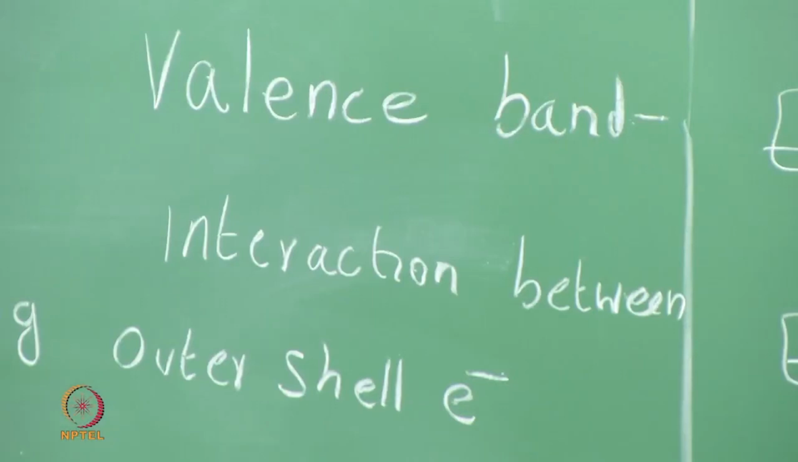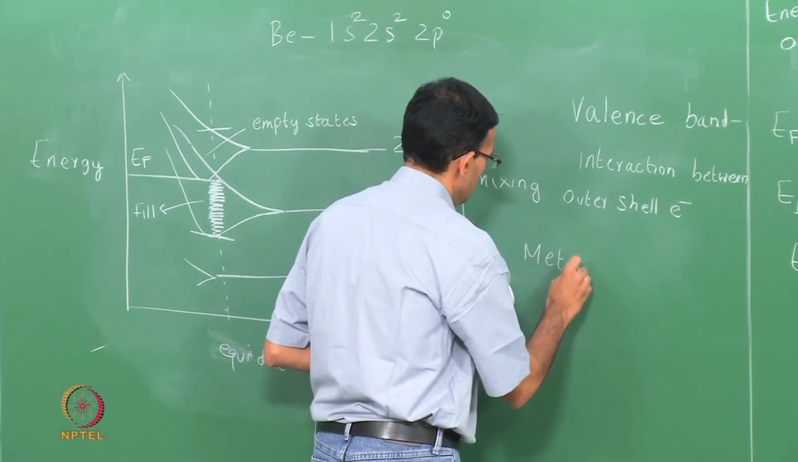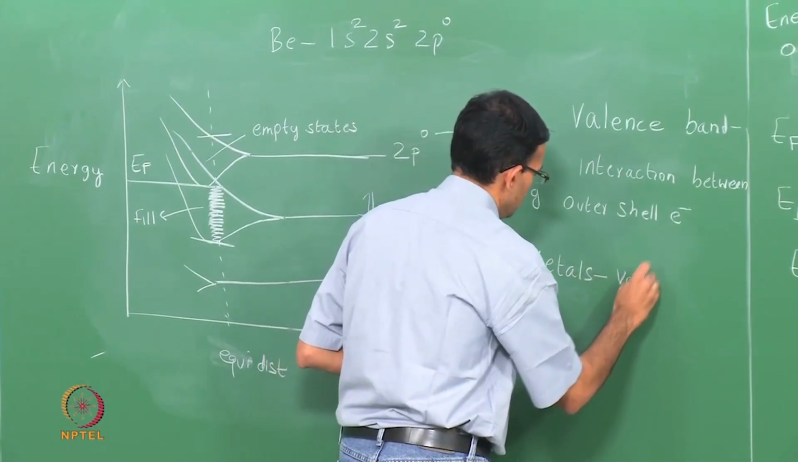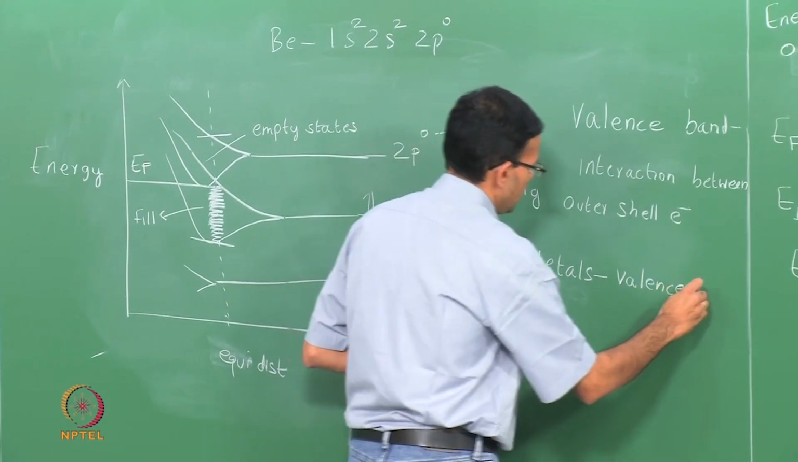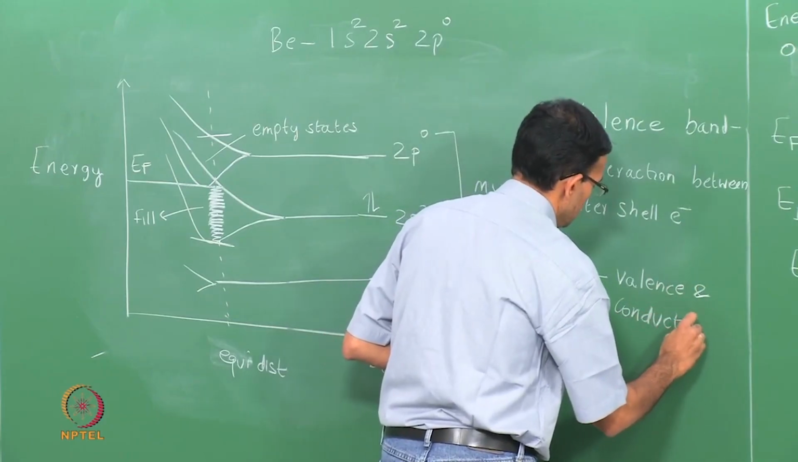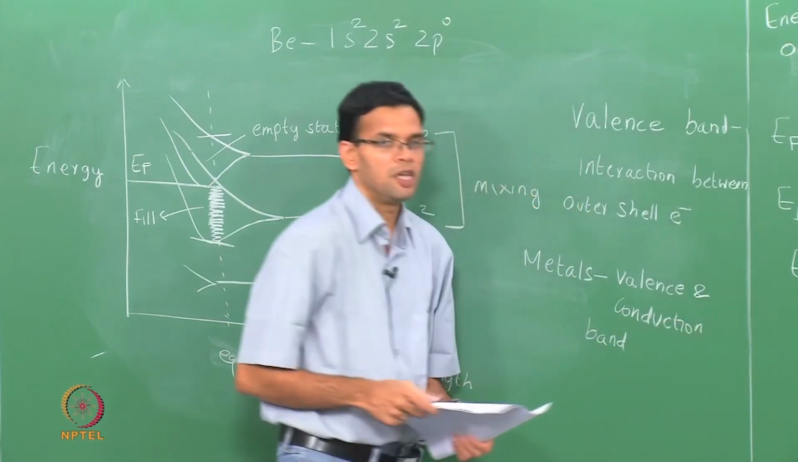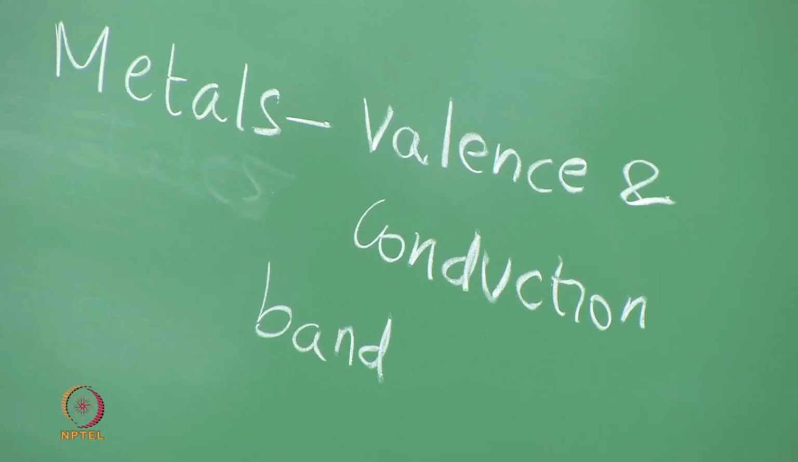There is also a conduction band. In the case of metals, the valence band and the conduction band are both the same. So, in the case of metals you have both a valence and a conduction band, and they are both the same. In the case of semiconductors you will find that the valence and the conduction band are different and there is a gap between them. This is what we call the band gap.